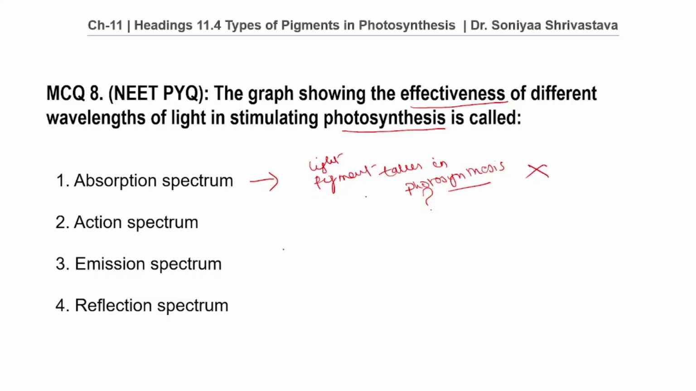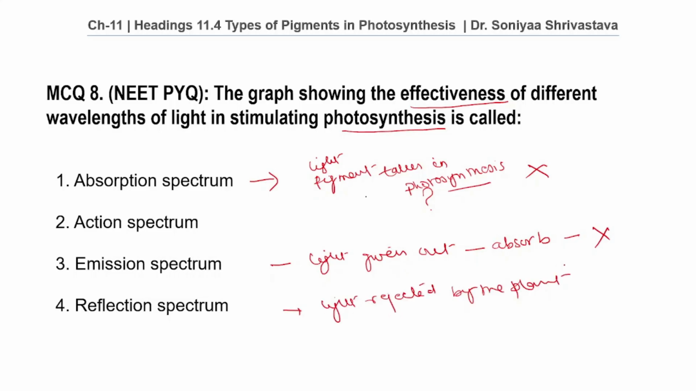Option number 3, emission spectrum. What do you mean by emission? Emission means light given out by the substance. But we know that plants only absorb light, so they do not glow like a bulb. So this option is also wrong. Now reflection spectrum. What do you mean by reflection? Reflection means light rejected by the plant. We know that plants reflect green light, which is why they look green. So this option is also wrong.